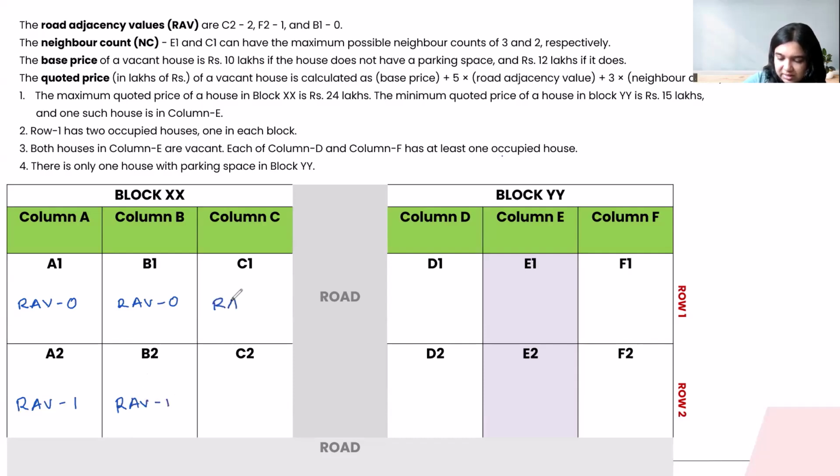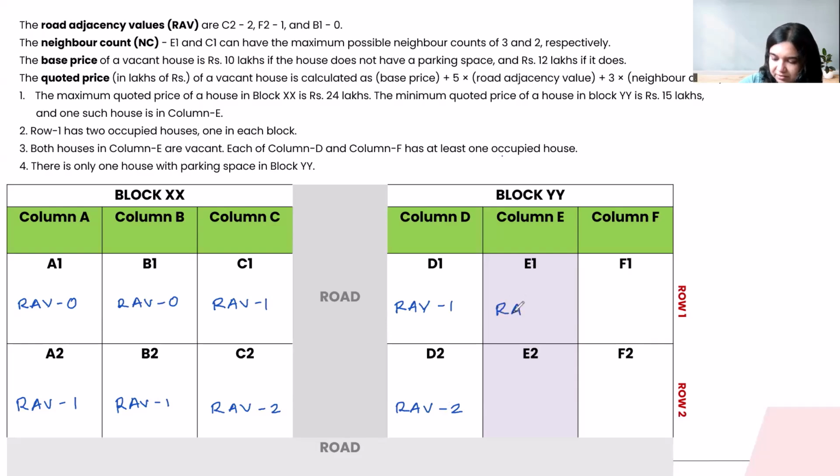For C1, the RAV is going to be 1 because there is one road that is adjacent to C1. And for C2, they have already given us the RAV, which is 2. Because this road, the vertical road, as well as the horizontal road, is adjacent to C2. Likewise, let's do block YY as well. So we know that the RAV for D1 will be 1. The RAV for D2 will be 2 because the horizontal as well as the vertical road is adjacent to D2.